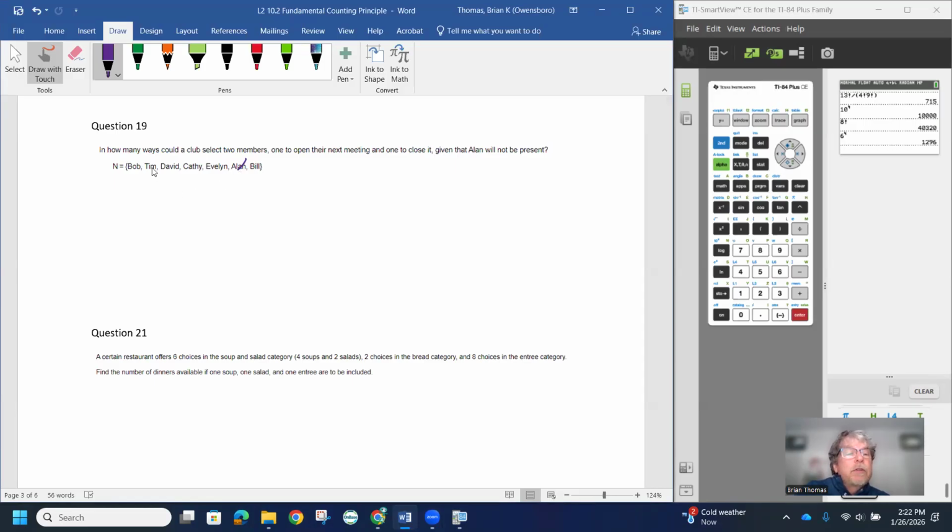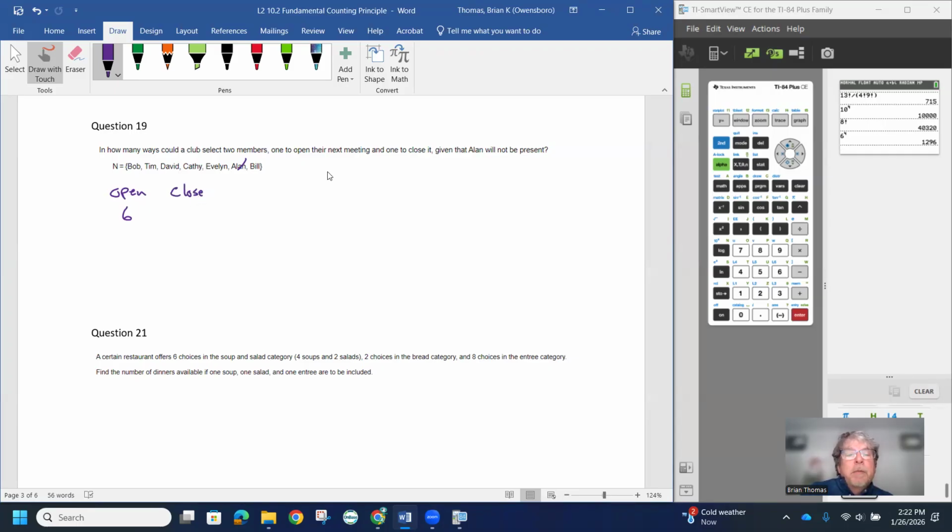So that leaves us one, two, three, four, five, six people. So six people there: Bob, Tim, David, Kathy, Evelyn, and Bill. So to open it, we have six people to choose from. That's our first event, if you will. Our second one would be to close it.